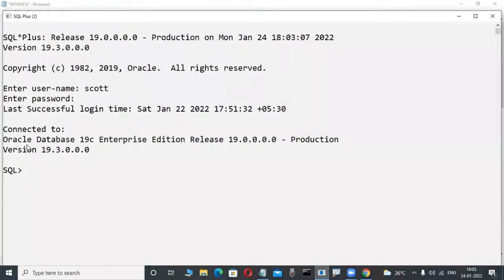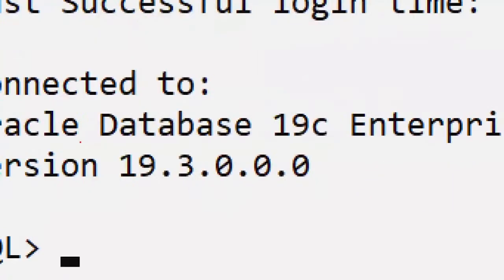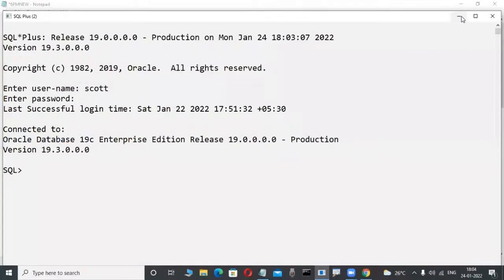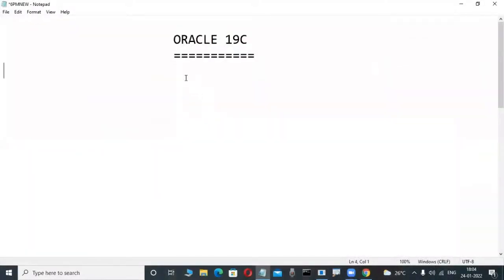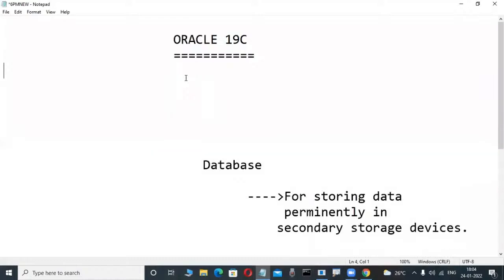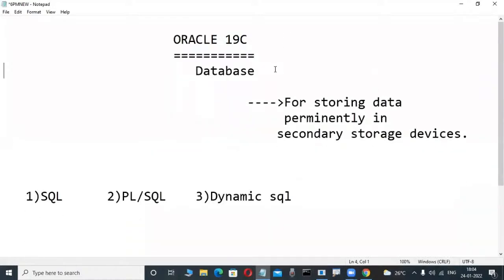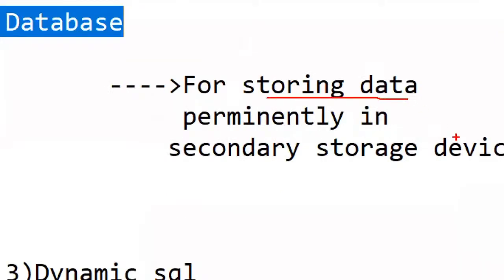Oracle is a product from Oracle Corporation. What type of product is that? A database product. What is the purpose of database products? Either Oracle, SQL Server, or DB2, so many products are there. The purpose of these database products is storing data, permanently in the hard disk, in secondary storage devices. But not only permanently storing the data, but also retrieving the data efficiently.